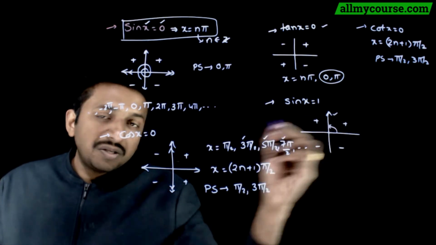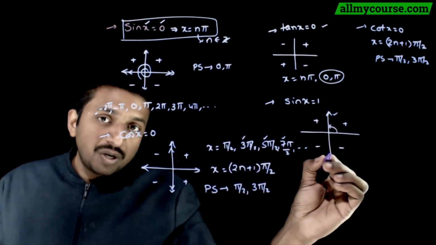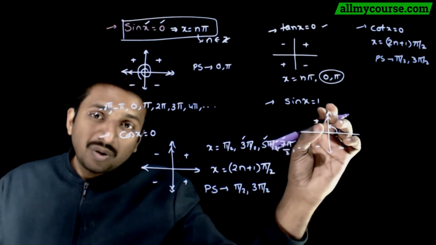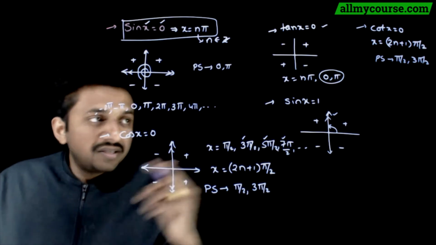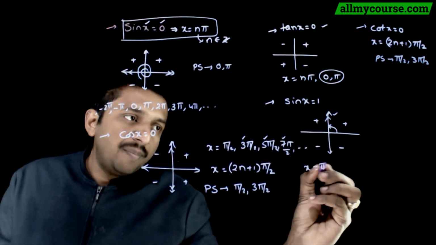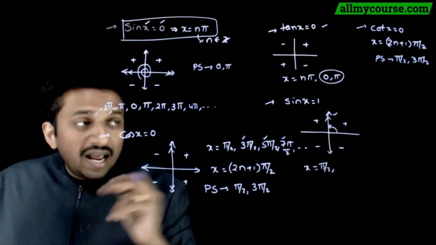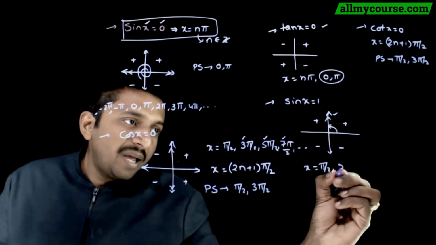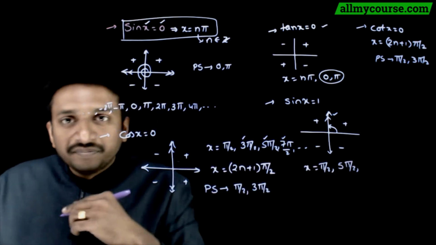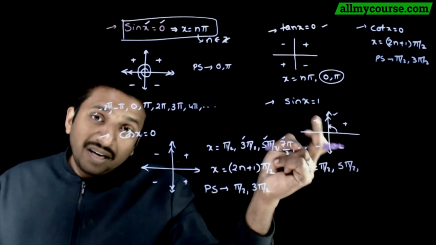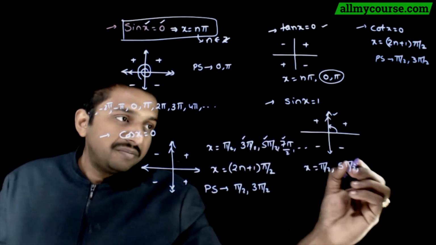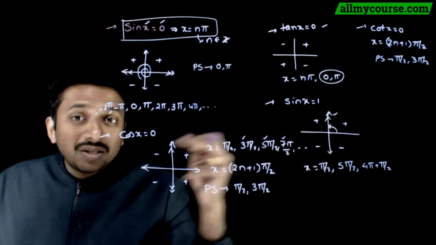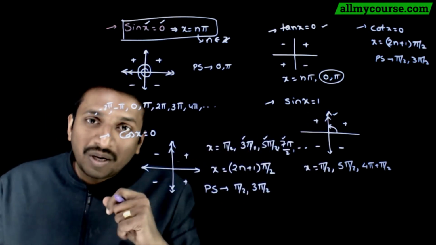This position corresponds to sin x is equal to 1. This position corresponds to sin x is equal to minus 1. So I want sin x is equal to 1. So you have only one position for this. So you have x is equal to pi by 2, right? And 2 pi plus pi by 2, that is 5 pi by 2. Next, you have 4 pi plus pi by 2, right? So in each rotation, you have only one solution for this. This is the speciality of sin x is equal to 1.